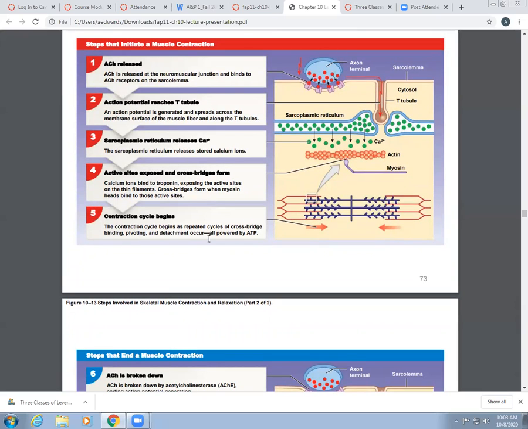All right, so these are the steps that initiate the contraction. Kind of a review here. Again, release that acetylcholine, bind to those ACh receptors in the motor end plate. The action potential reaches the T-tubule, signals the sarcoplasmic reticulum, the terminal cisternae, to release their calcium. That calcium exposes active sites on the actin. You form a cross bridge of the myosin head attaching to actin, and your contraction cycle is going to start.